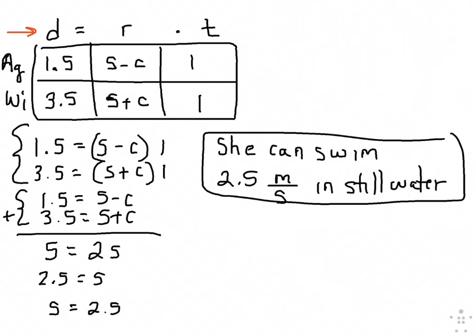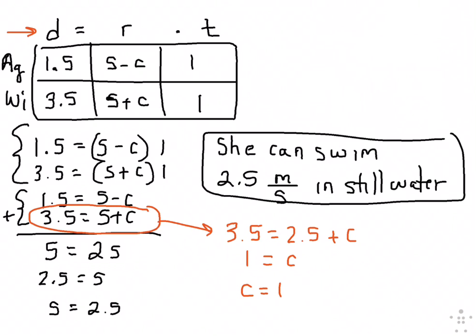And then if the question asked us to figure out how much the current is, it wasn't asked, but we could do it just to see how. We could use that equation, right? And we could say 3.5 equals 2.5 plus C, and we get the current is 1, and then we could write the current is 1 meter per second, right? If they asked us to do that.